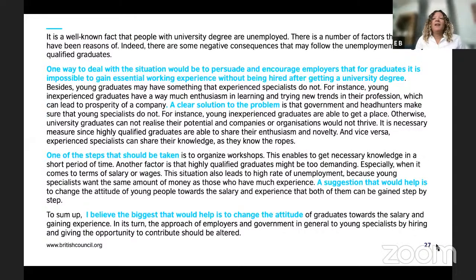So again, not expecting you to read this on the screen right now. You do have the samples dropped in the chat if you haven't done the pre-task assignment, so you can follow along. But again, we're just going to be going through this sample response and highlighting some of these key features that an examiner might notice.